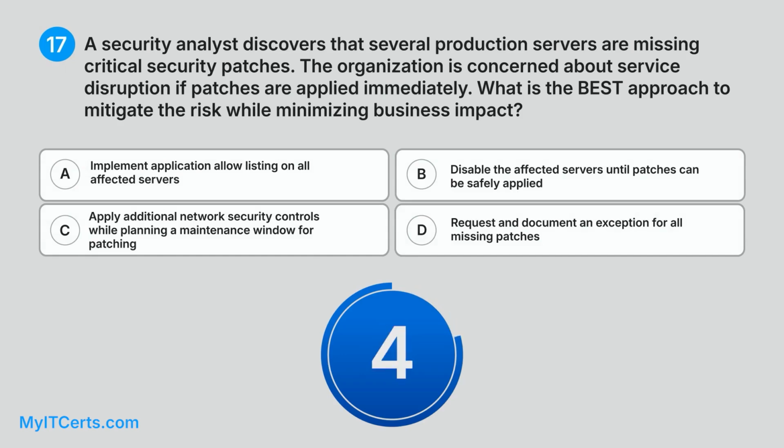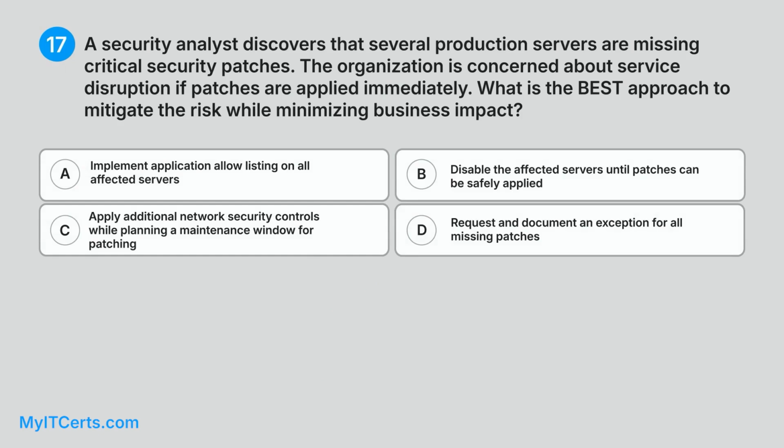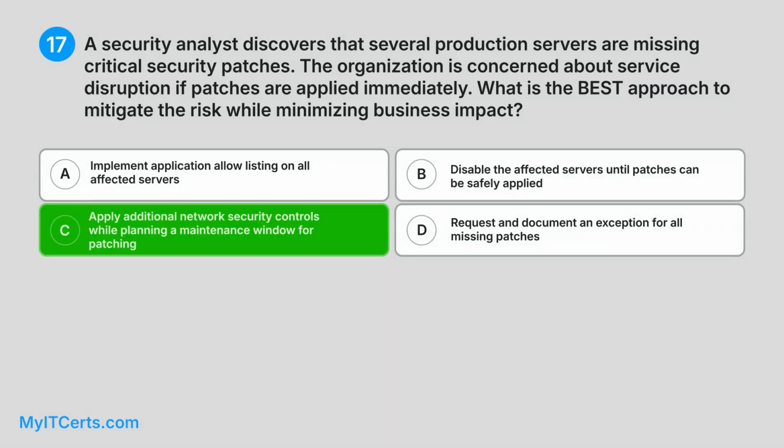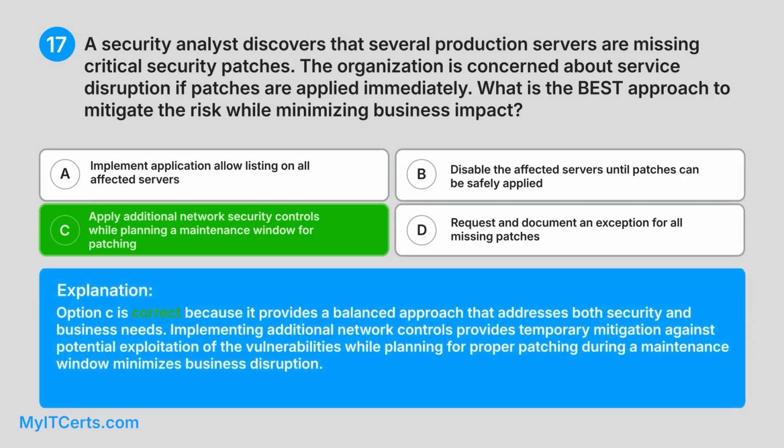What do you think is the answer? Correct answer, C. Apply additional network security controls while planning a maintenance window for patching. Explanation. Option C is correct because it provides a balanced approach that addresses both security and business needs. Implementing additional network controls provides temporary mitigation against potential exploitation of the vulnerabilities, while planning for proper patching during a maintenance window minimizes business disruption.